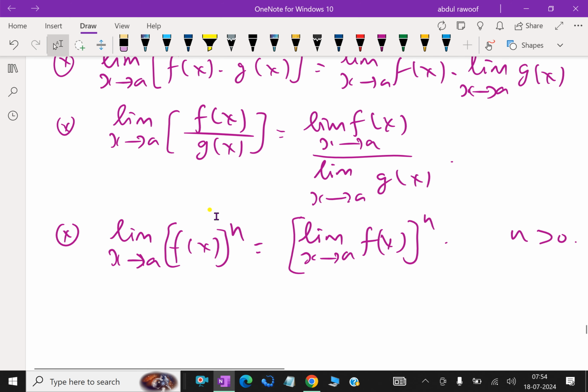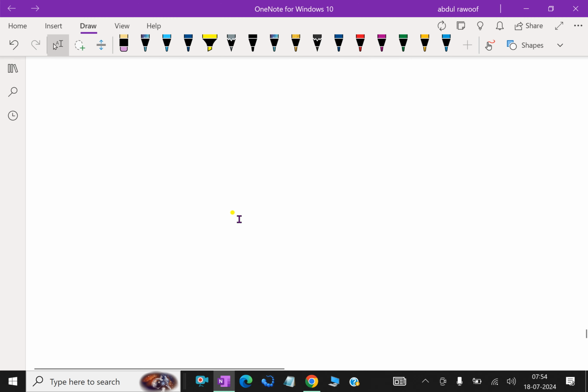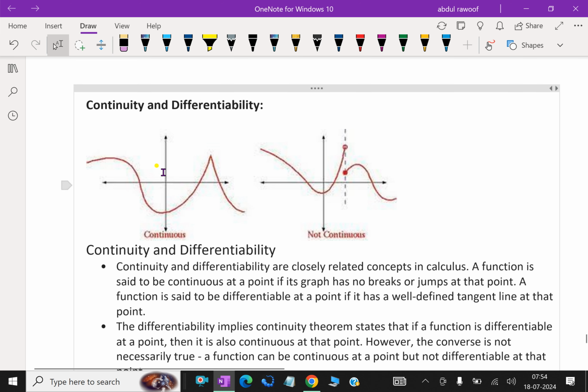Next we'll talk about continuity and differentiability. Look at this graph. It is a graph going continuously, which means there is no interruption. But here it's not continuous, because there is an interruption point here. The curve is not continuous.